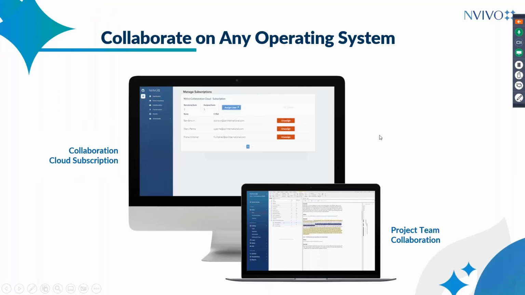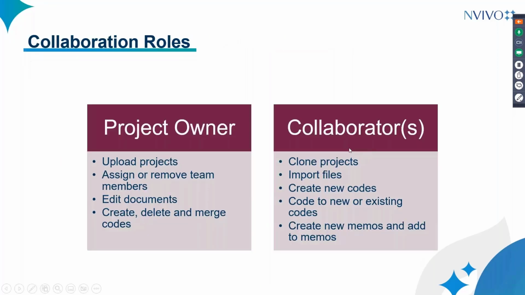And as I mentioned, you can collaborate on any operating system. Just as I said, you can have team members working on both Windows and Mac with this. There are some roles, and this is just briefly, as I said, there's a project owner. The project owner is the person who's purchased NVivo Collaboration Cloud. The other team members don't have to have purchased it. They just need to have NVivo 14.